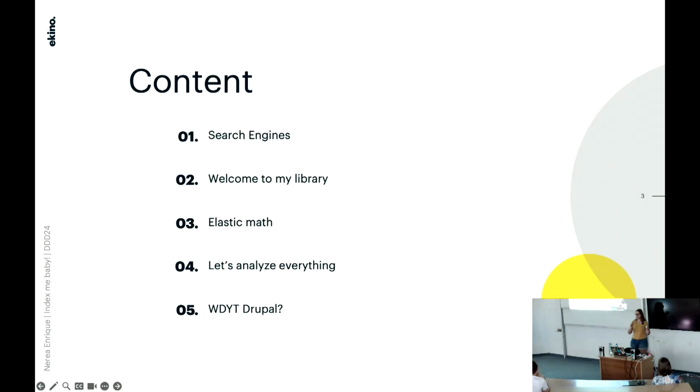In the first part, I'm going to talk about the vocabulary behind search engines. I'll try to make it more understandable with a parallel to a library. We're going to see some math behind Elasticsearch, which will be my search engine for this presentation. Then we're going to see how we as developers can play with the scores, can try to change the score. And then we're going to see how we can do that with Drupal.